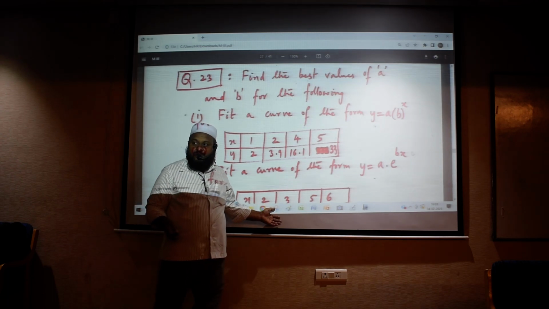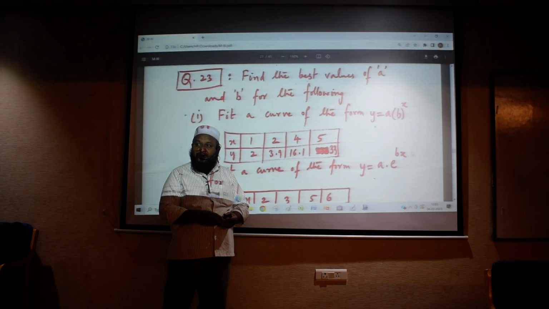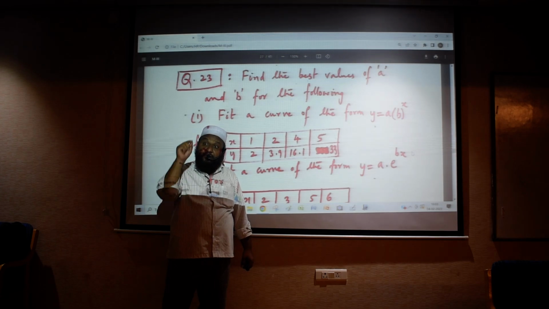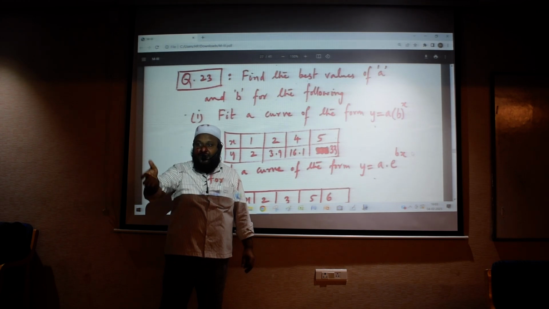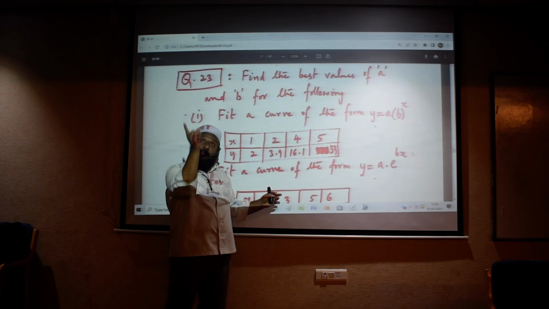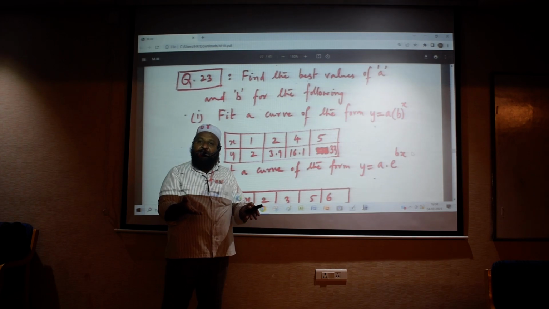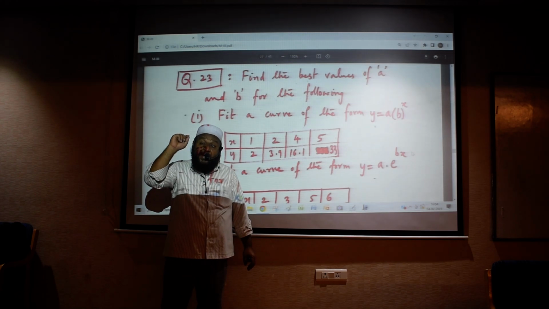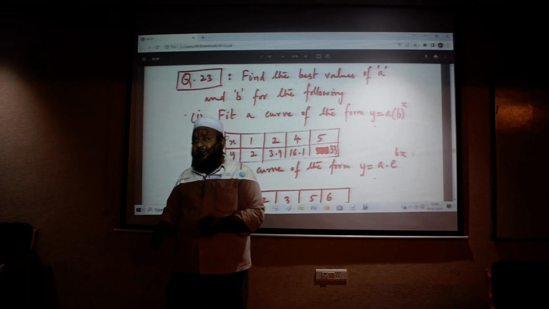So what is this method actually? Method of least squares. That is the name of the method. Sometimes they may give you the question, find a curve of this form by the method of least squares. Then whatever you are doing, that is by the method of least squares. So don't get confused. Whatever values come will be the best values. And sometimes they ask the question, find the best fit curve of this form. That is also the same thing.